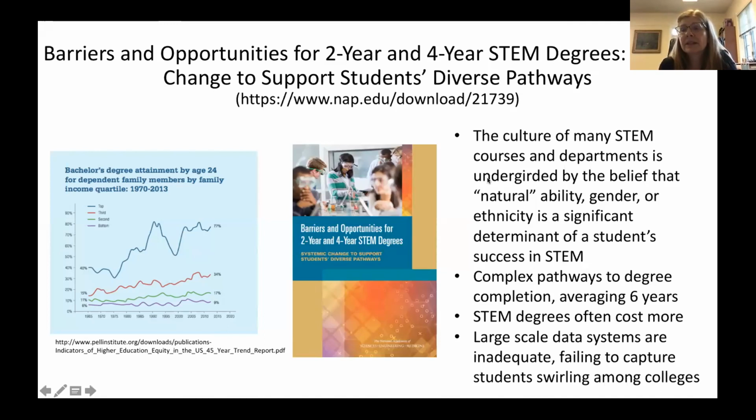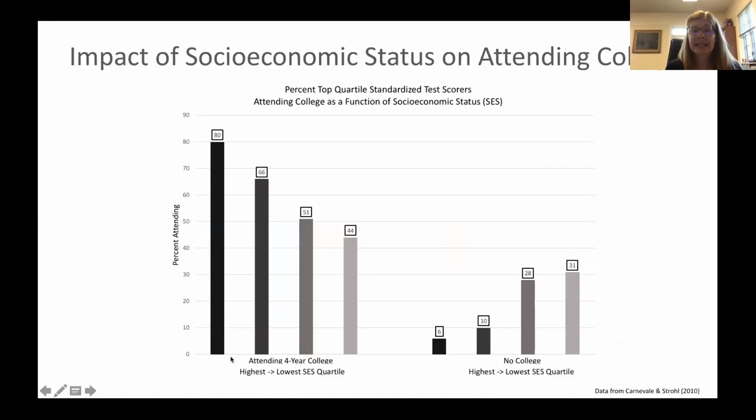So one is this pervasive belief that certain people have natural abilities and that ethnicity determines success. We have very complex pathways to completing degrees, and STEM degrees can be more expensive. And I think when we think about field experiences, right, that costs a little bit more. How do we make sure everyone has access? And we have a hard time capturing data in this country when people swirl through community colleges, and that affects specifically these low income earners.